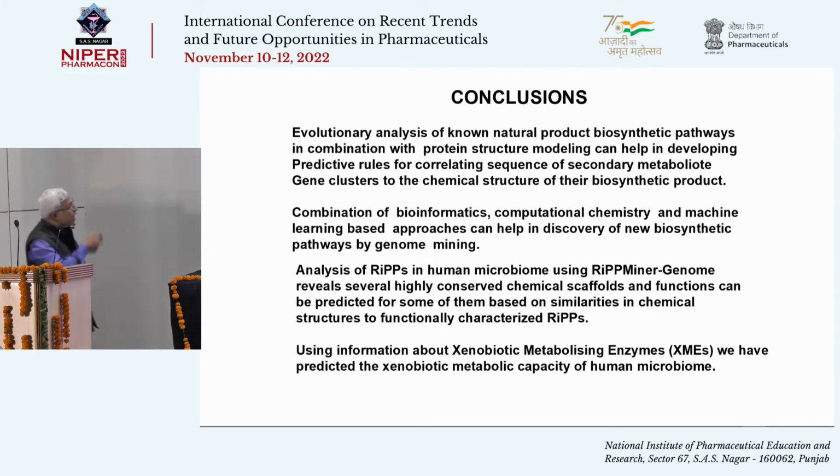What I tried to essentially cover is that evolutionary analysis of known natural product biosynthetic pathways in combination with protein structure modeling can help build predictive rules for correlating the sequence of a secondary metabolite gene cluster to the chemical structure of its biosynthetic product. A combination of bioinformatics with computational chemistry and machine learning approaches can help in the discovery of new pathways. Analysis of RiPPs in the microbiome using RiPPMiner-Genome, the tool we have made, helps identify highly conserved chemical scaffolds, and functions can be predicted for some of them.